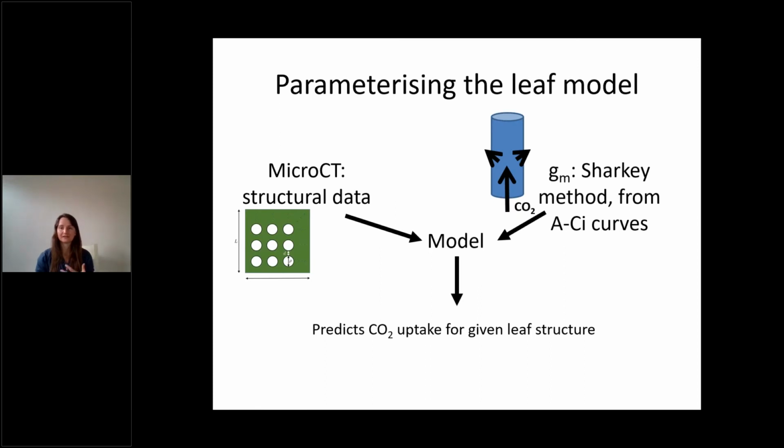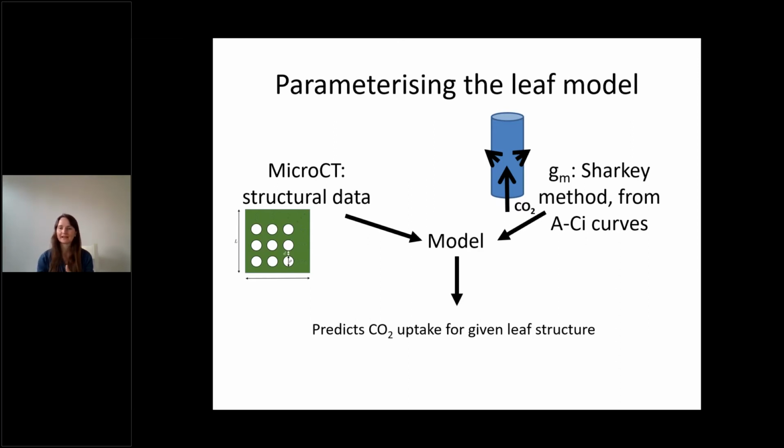And another parameter we needed to constrain was we needed to guide the model as to the rate of CO2 uptake that it might be expecting to be able to happen for a given surface area of mesophyll. So for the same leaves that I put through the micro-CT scanner, I had first measured using an infrared gas analyzer system, the LICOR, and using the Sharkey et al. method, we calculated a value for gm based on the relationship between intracellular CO2 and assimilation.